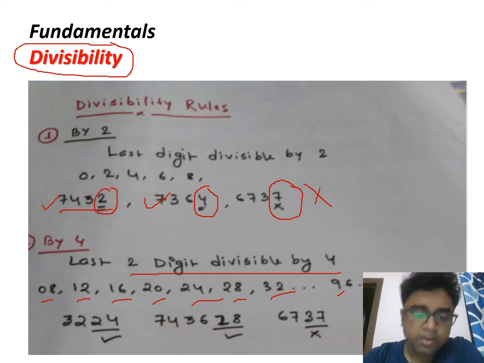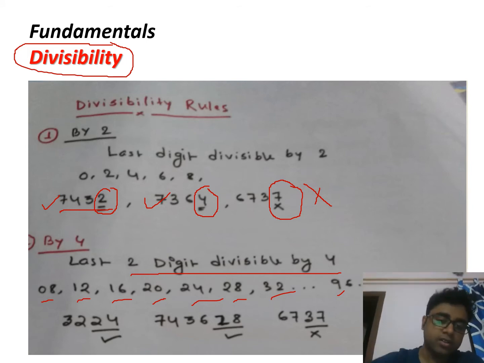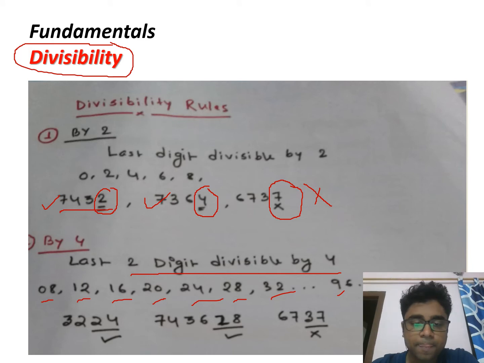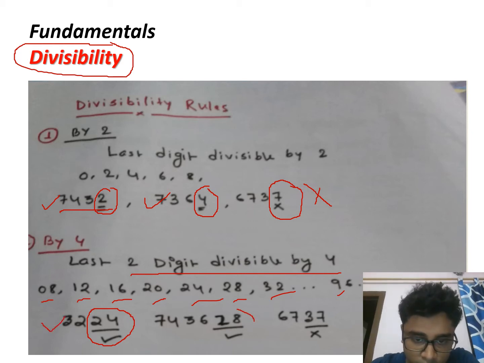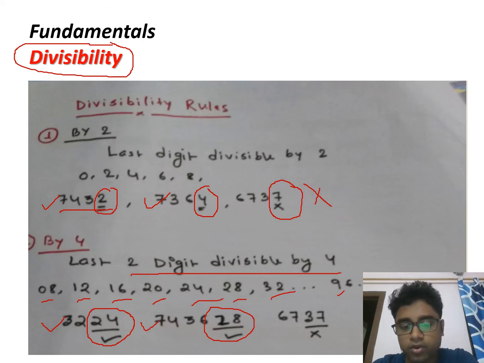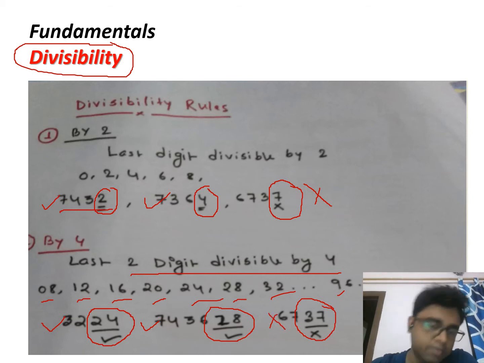If I illustrate that with an example, here 24 is divisible by 4, that is why the whole number is divisible by 4. Similarly, here 28 is divisible by 4, that is why the whole number is divisible by 4. 37 is not divisible by 4, so the whole number is not divisible by 4.